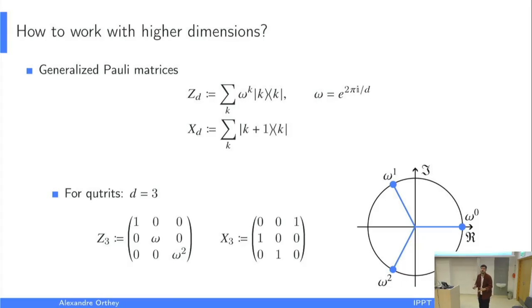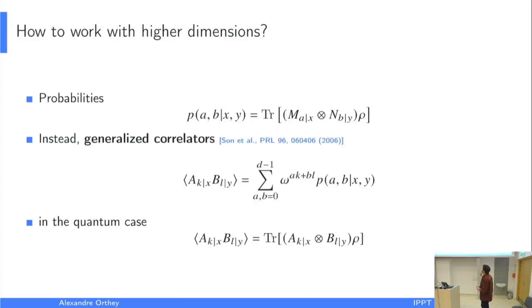But then how do you do that in the lab, right? Because these are complex eigenvalues. Then we have to work with generalized correlators. So we know that the probabilities are written in that way, right? Trace of the operators applied to the state. You can do the Fourier transform of these probabilities and work with these generalized correlators. And then for your measurements A and B, the expected value is going to be given by the Fourier transform of your probability. And when you do that, you gain some mathematical tricks to deal with higher dimensions.